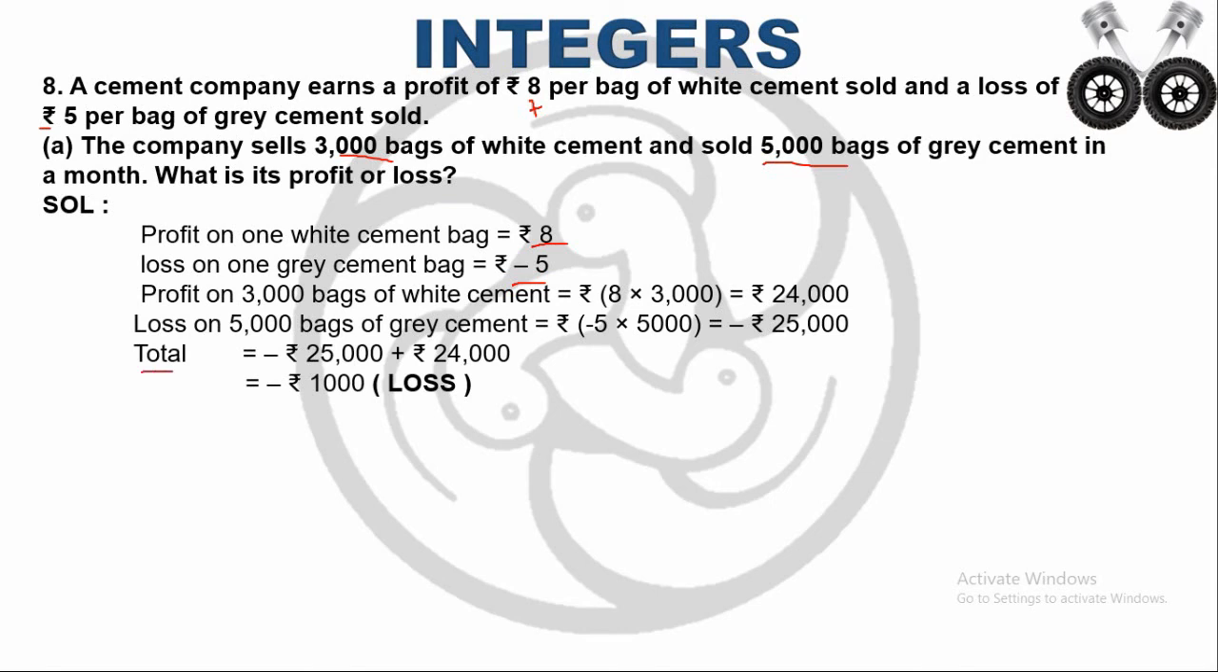Next we will find the total. So minus 25,000 plus 24,000. Here the two integers have different signs. That means we have to subtract. So we get the answer as 1,000. The bigger number's sign is negative, so I have to put the negative sign. So minus 1,000. Whenever there is a loss, we denote it with the negative sign. So here the amount is minus 1,000 rupees. That means here the company will be at a loss.